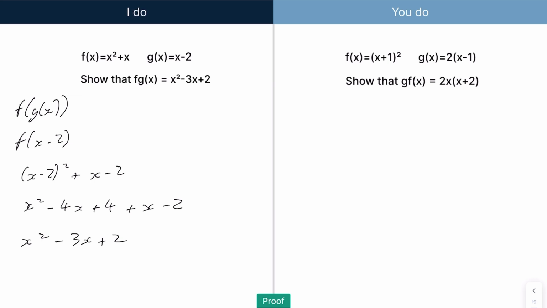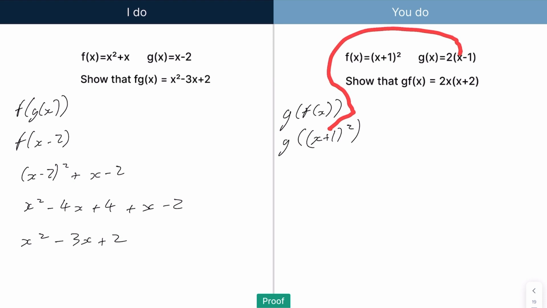And over on the right, hopefully you have pressed pause and had a go at this. g of f of x. So what is f of x? That is (x + 1) all squared. Okay. And then we're going to put this into the g function. So that's going to go in there.